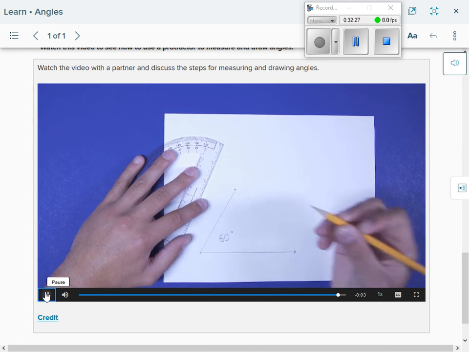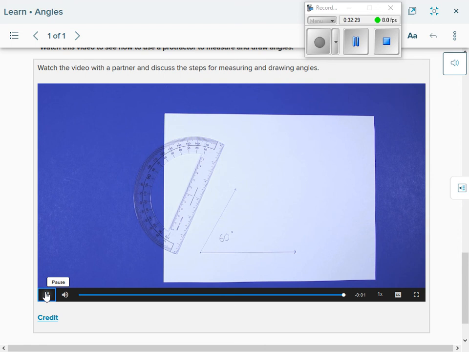Everybody think they can do that? Yeah. Sure. Nothing hard about it. We'll measure some angles coming up, not today, but soon.